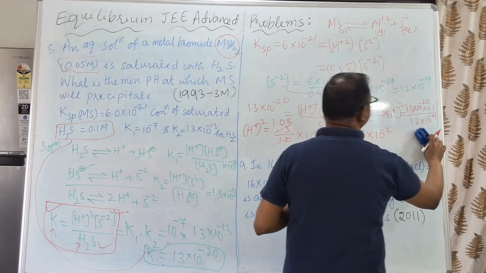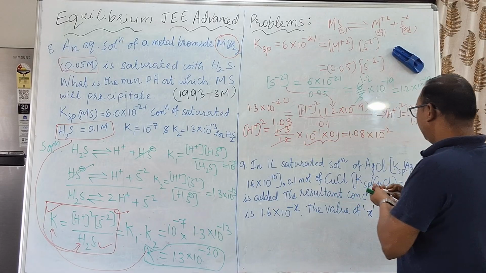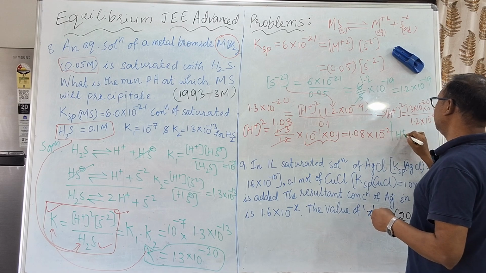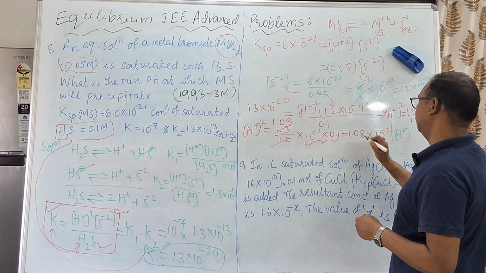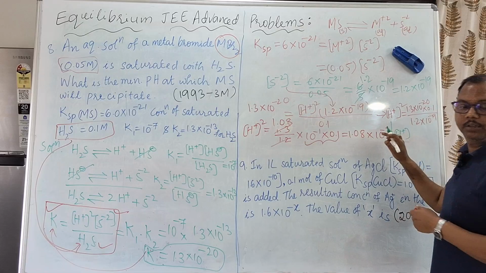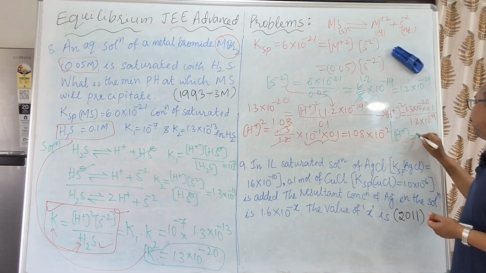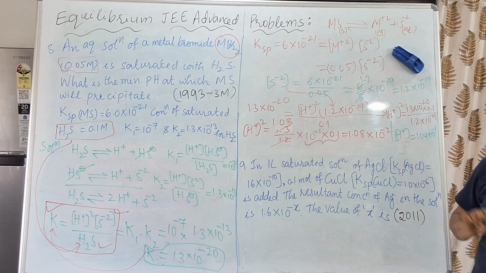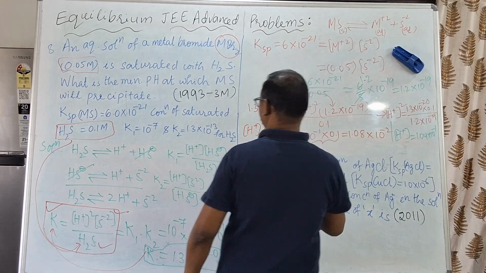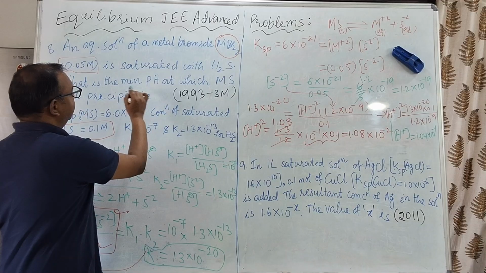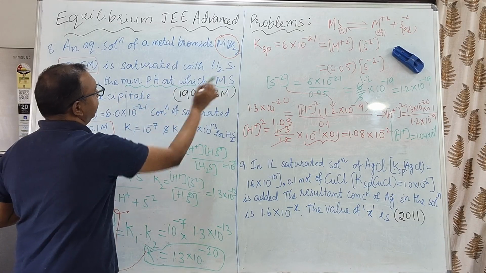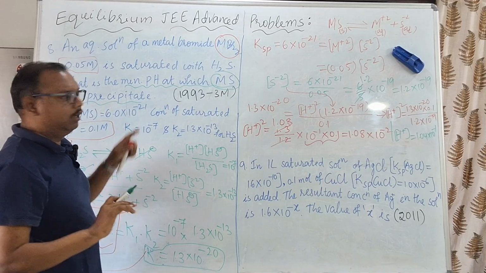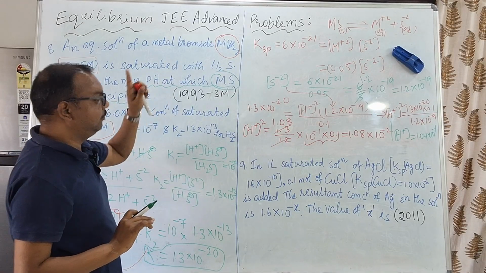Therefore, from this H plus can be written as, H plus is equal to the root over 1.08 into 10 power minus 2, that equals 1.04 into 10 power minus 1, we have to consider. Okay, now you apply, because what we required here is the minimum pH at which the metal sulfide MS will precipitate. The metal sulfide will precipitate at which pH?